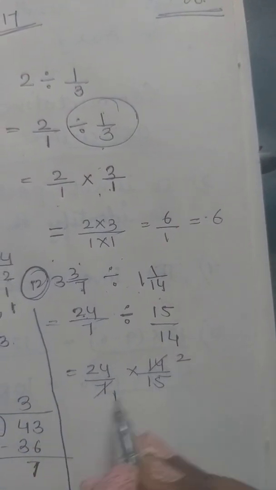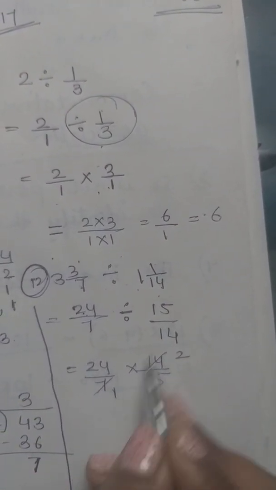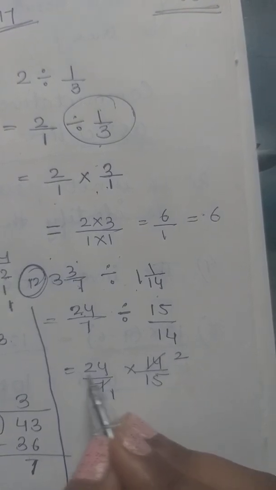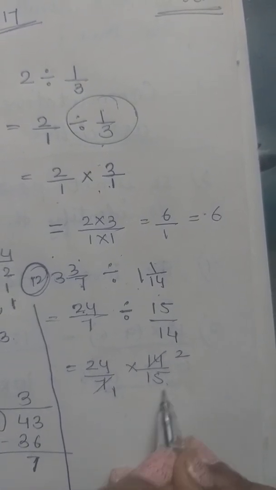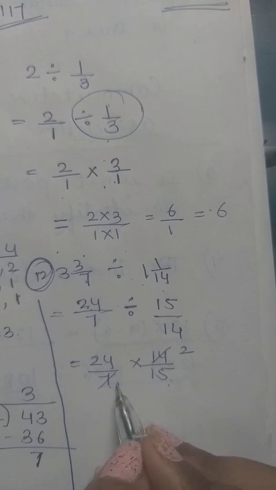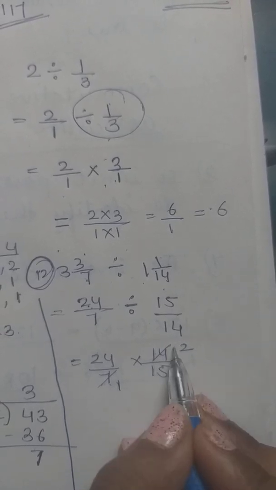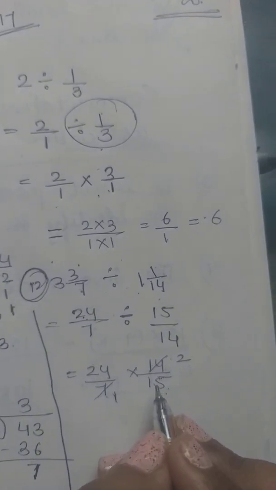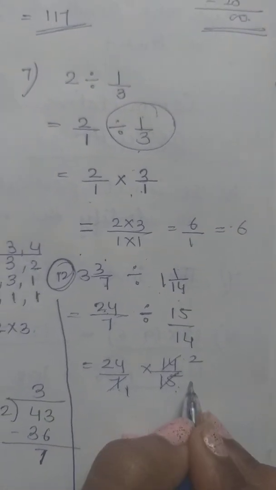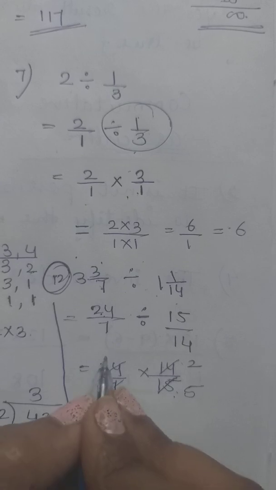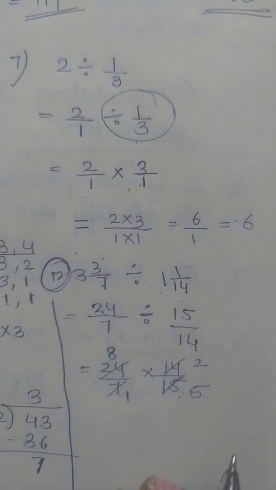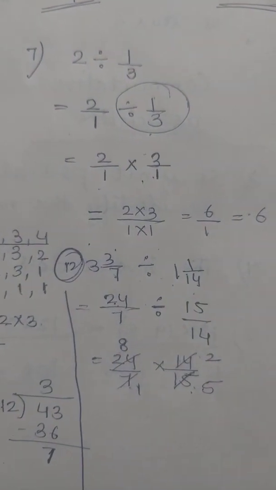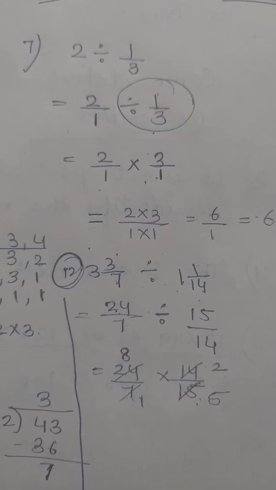See, we can do the cancellation only numerator to denominator. No numerator to numerator, no denominator to denominator. So numerator to denominator: 7 ones are 7, 7 twos are 14. And here the table of 3: 3 5s are 15 and 3 8s are 24.